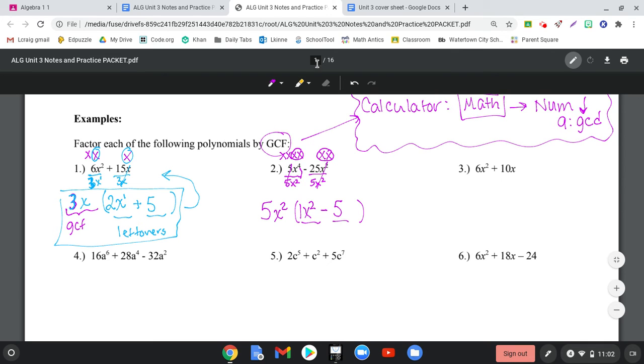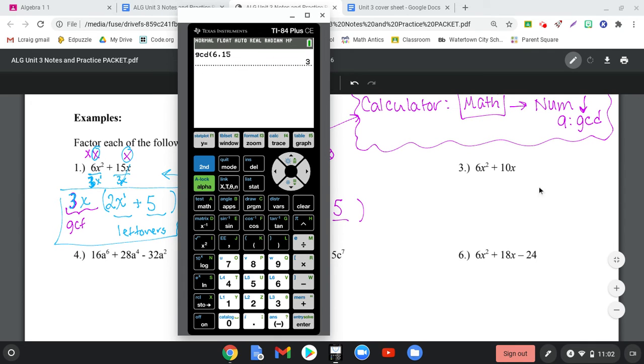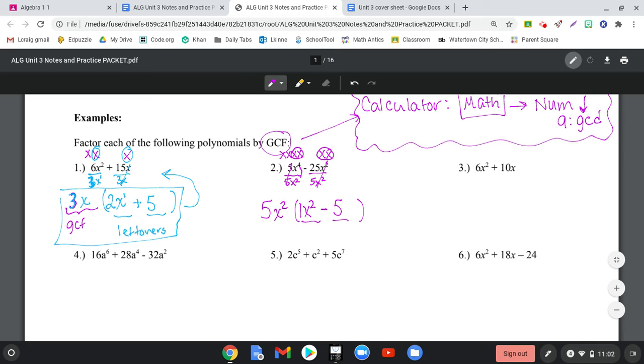All right, 6 and 10, biggest number that goes into 6 and 10 is 2. And again, if any of the numbers you're not sure about, just use your calculator. All right, so we're just going to do math, go over to number, and we're going to choose choice 9. I'm just going to hit 9. 6, 10. Pretty obvious with the smaller numbers, but just to remind you.